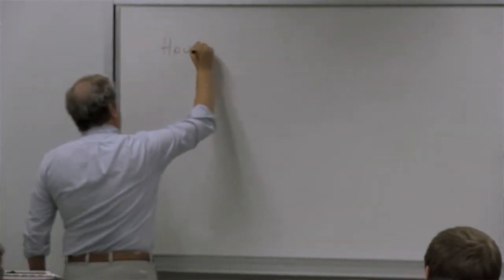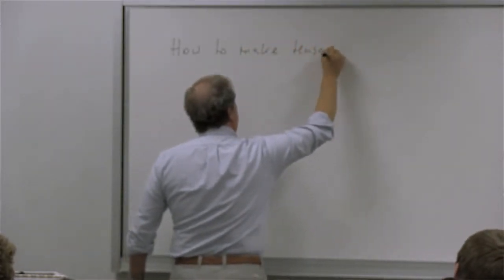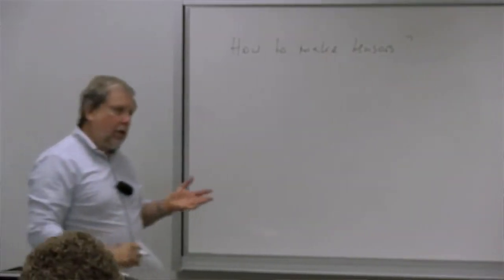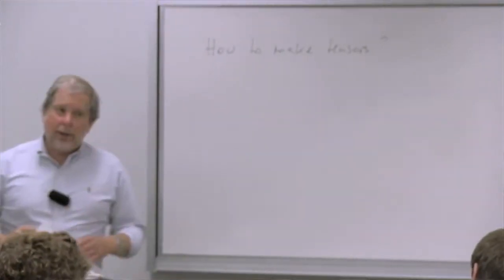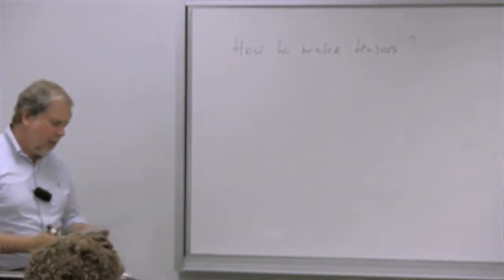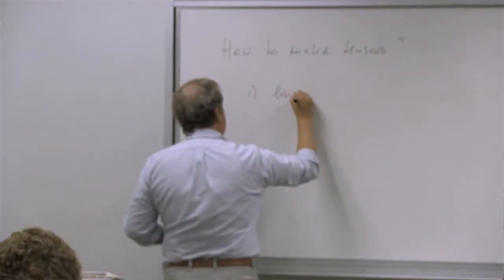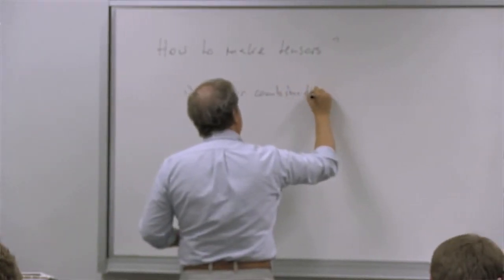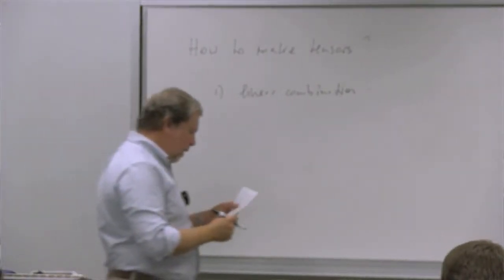So the next question is how to make a tensor. Well, of course, one possibility is somebody gives you an object which is already a tensor, and then you manipulate that. But you can also construct a tensor by having some elementary components to it. And the first possibility is linear combination. So you can take a linear combination of two tensors, and that will still be a tensor.